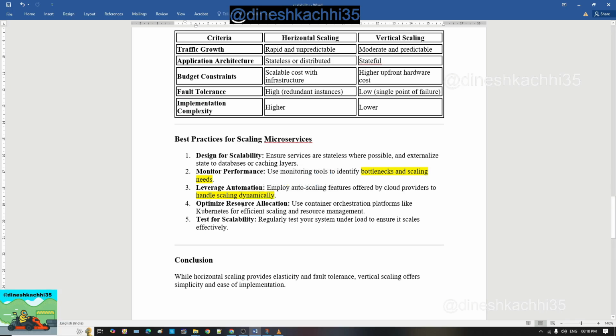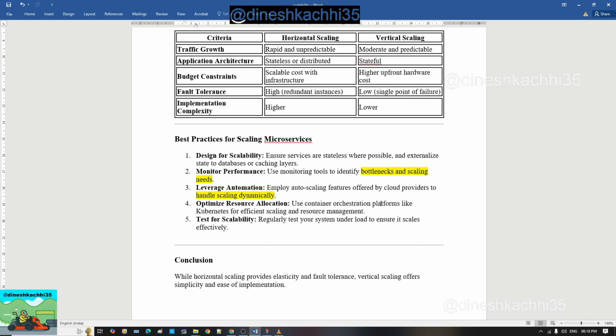And next is optimize resource allocation. To optimize resource allocation, we can use a container orchestration platform like Kubernetes, right, for efficient scaling and resource management. And the last one is test scalability. Whatever we have developed, we need to test regularly whether what we implemented will work or not.